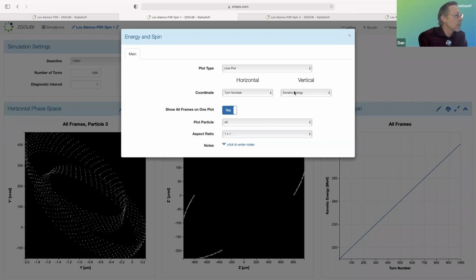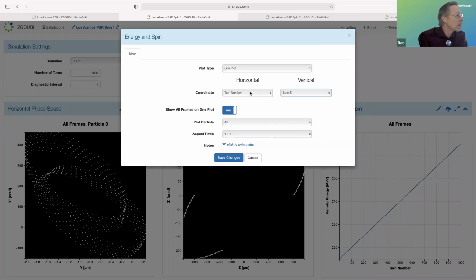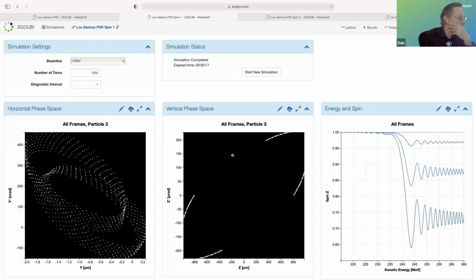And I'm going to show you what the vertical component of the spin looks like now as a function of the kinetic energy, which is similar to as a function of the spin tune. And I want to look at all the particles and save those changes.